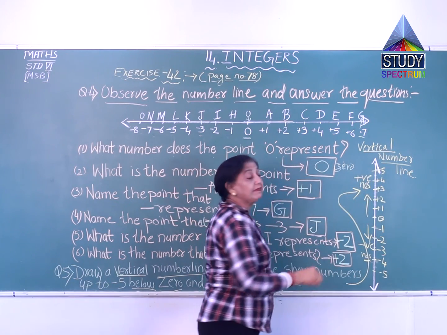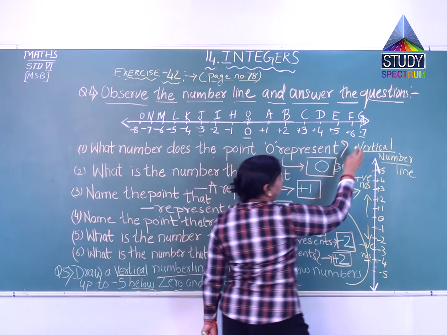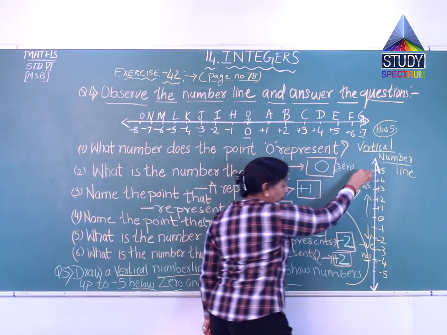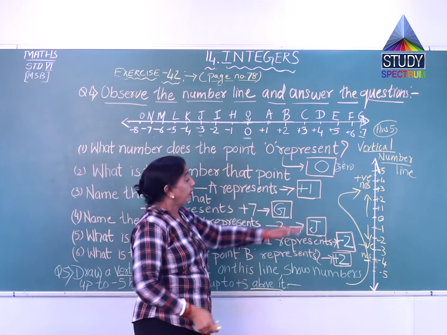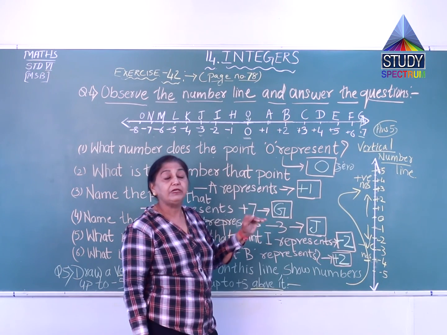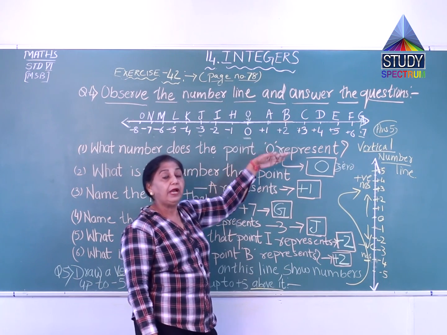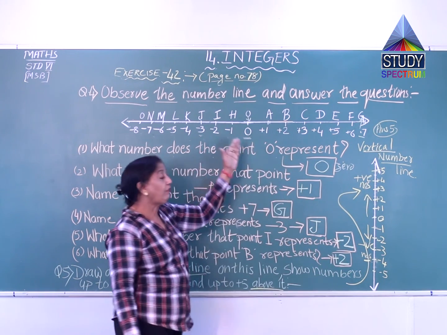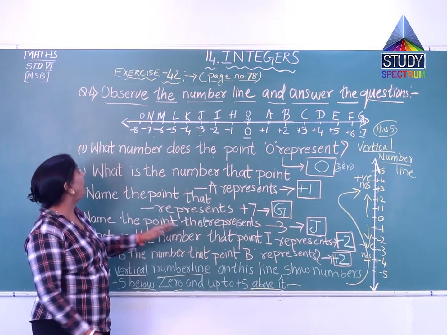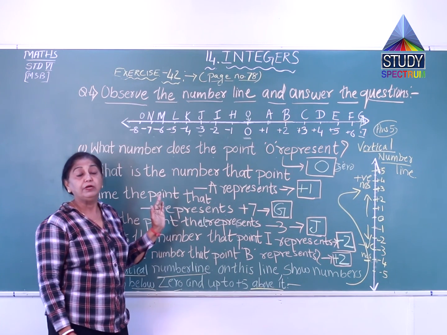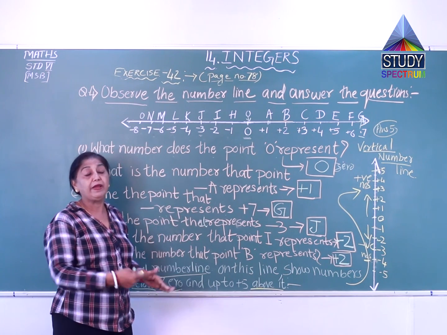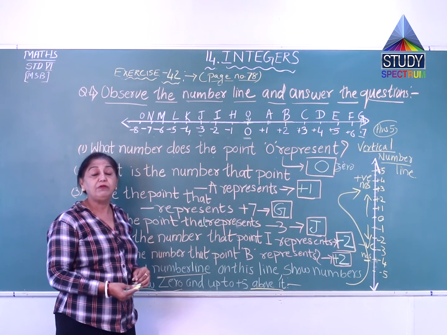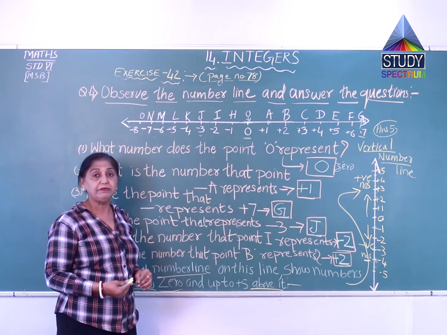So this is the answer to the fifth question. You have to draw a vertical line, and they have asked you all positive lie above the origin and all negative lies below the origin. So this way we have come to the end of exercise 42. So now let's move ahead and learn the comparing of integers and then solve the exercise 47.